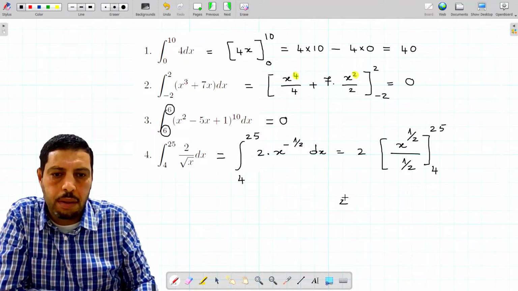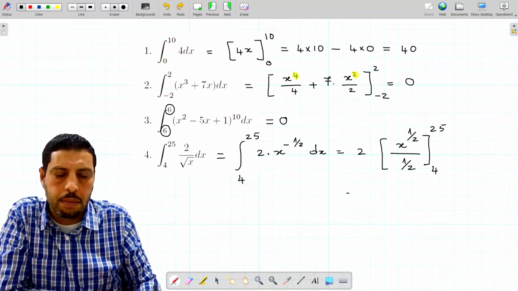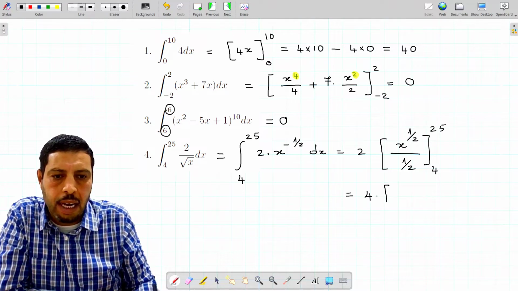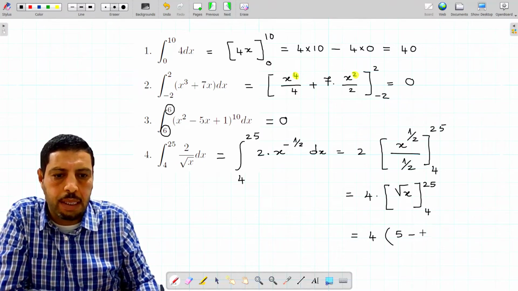It's equal to 4 times, and here I will write the x to the power of half as square root of x between 4 and 25. So it's equal to 4 times the square root of 25, which is 5, minus the square root of 4, which is 2. So the result is 4 times 3, which is 12.